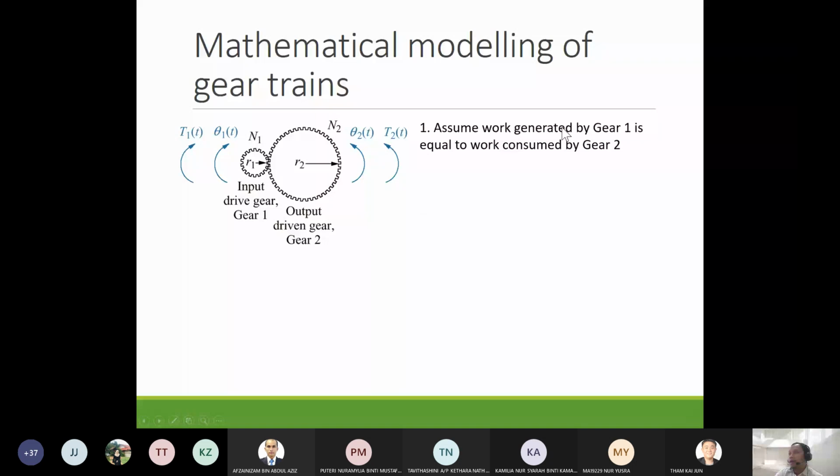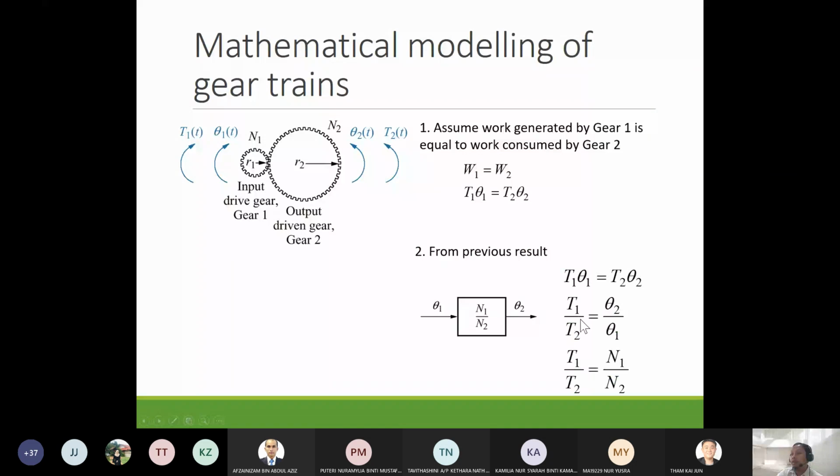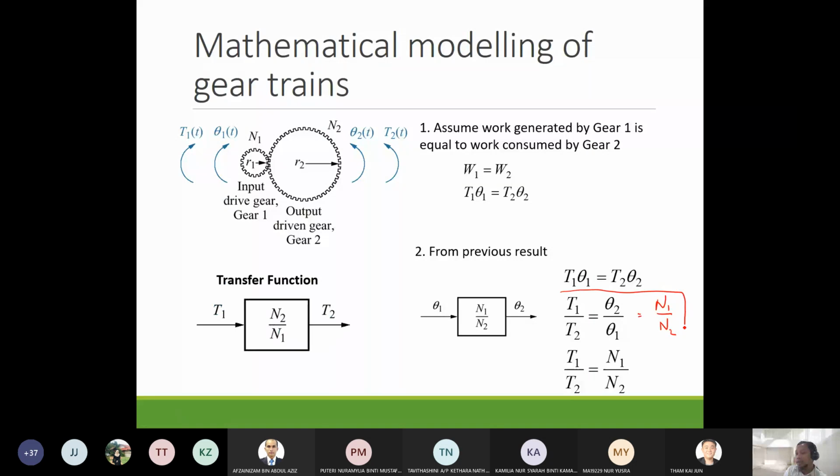Here we use the concept of work or energy. Work also equals the torque times angular displacement. So T1 times theta1 equals T2 times theta2. We can rearrange this and get T1 over T2 equals theta2 over theta1. But theta2 over theta1 also equals N1 over N2. This formula is important for calculating gear ratio. So T1 over T2 equals theta2 over theta1 equals N1 over N2.